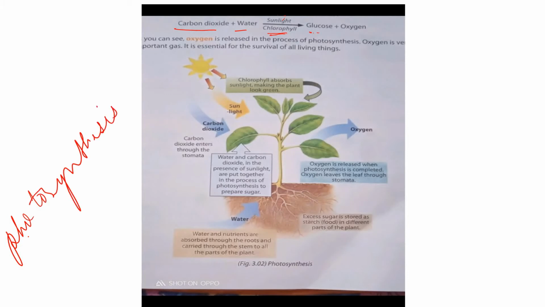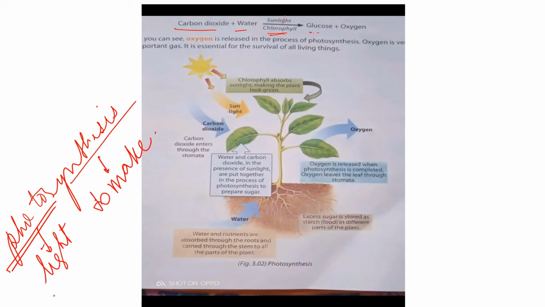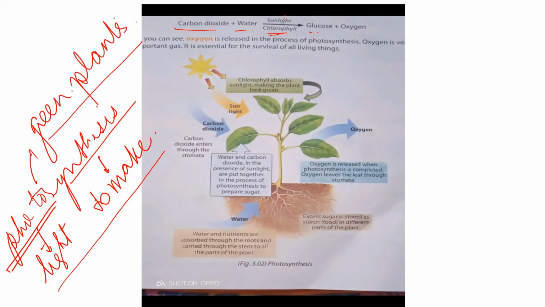Photosynthesis. Let's break it. Photo means light and synthesis means to make. That means any process which requires light to prepare food is called photosynthesis, and this happens only in green plants, not in animals. Photosynthesis does not happen in animals, it is only in green plants. Therefore, they are also called producers or autotrophs.